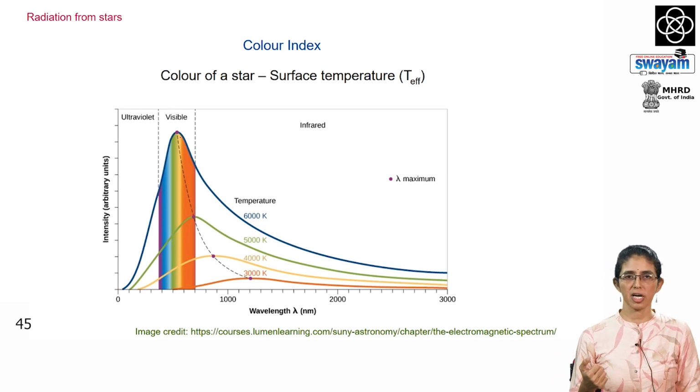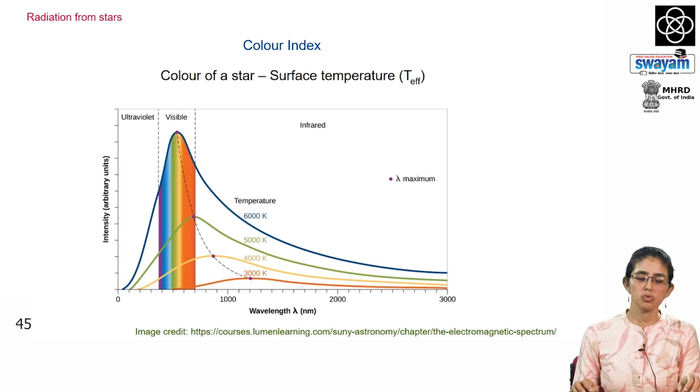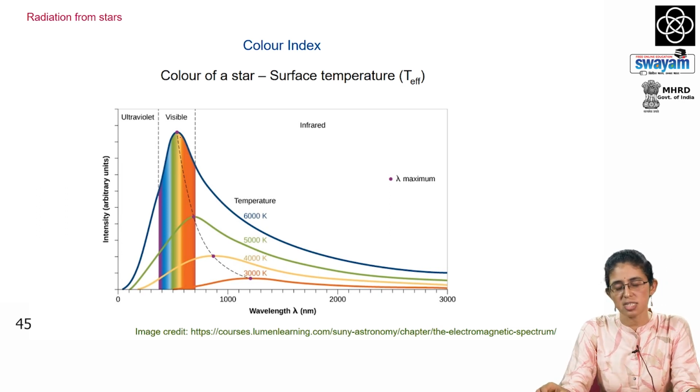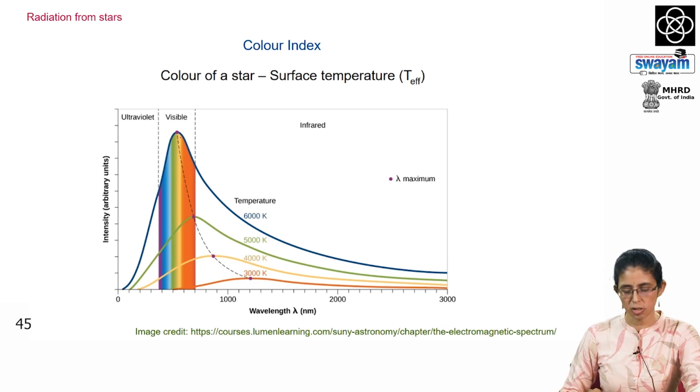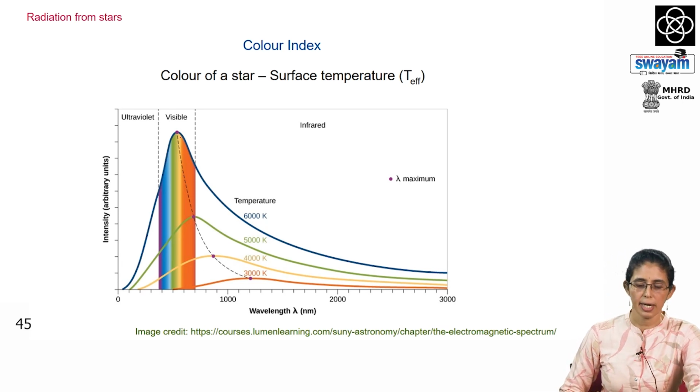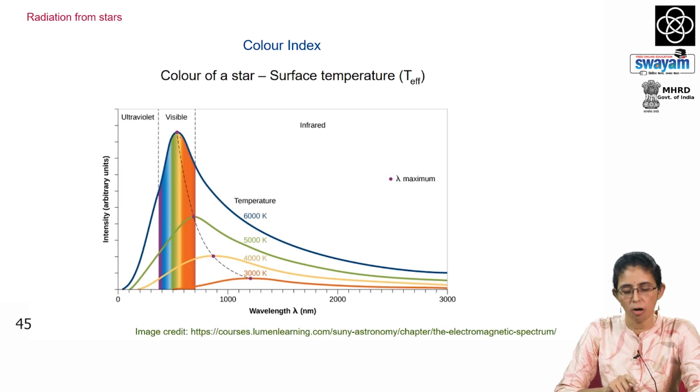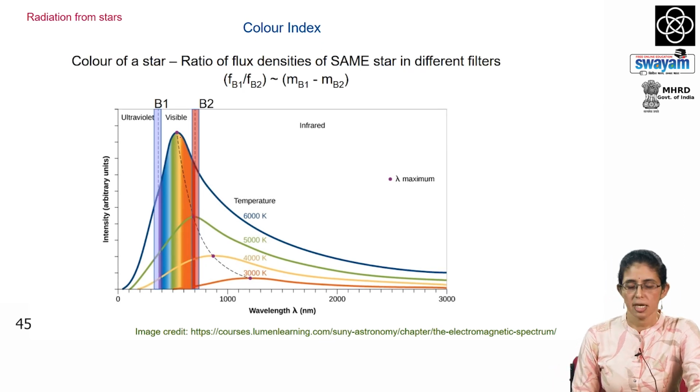This also helps us define a more technical quantity known as color index, and this color index corresponds to measurements of flux densities across two filter wavelengths. In this figure, one shows various black body curves, and as one can see, the peak of the black body curve shifts in accordance with Wien's law. If B1 and B2 are two filters, then if one measures the flux through these two filters, the ratio of the fluxes would give an estimate of the difference in magnitude.